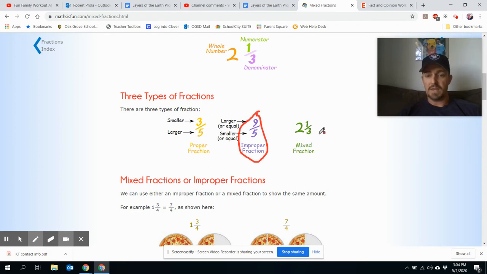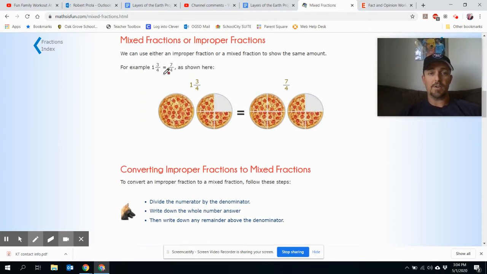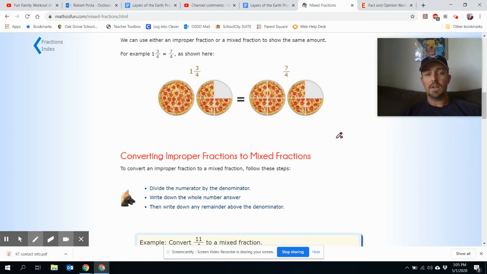And then, of course, you have a mixed number or a mixed fraction. So this fraction over here is smaller than 1. Also, if you have a fraction like this, 4 on top of 4, now you have a value equal to 1. So these are different types of fractions. Taking a look at how to figure them out, you've got 1 3/4, which equals 7/4. So you take a look right over here. Here's one pizza and 3/4 of a pizza. 1, 2, 3/4, 4/4 of a pizza plus 3 more. That's 7/4 of a pizza. So you can see that those two numbers are equivalent.